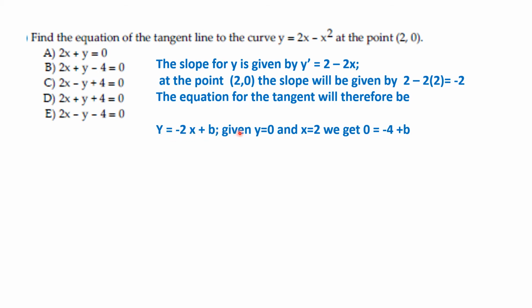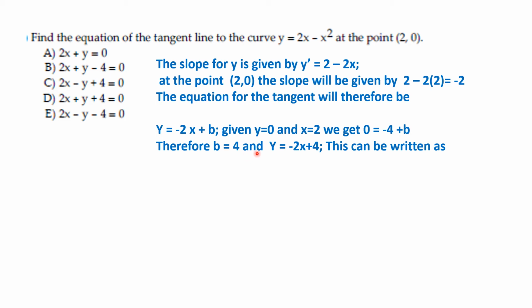Given that y equals 0 and x equals 2, we can rewrite this equation as 0, because y equals 0, and x equals 2, so we'll have negative 4 plus b. So 0 equals negative 4 plus b. This will lead us to the fact that b will be equal to 4.